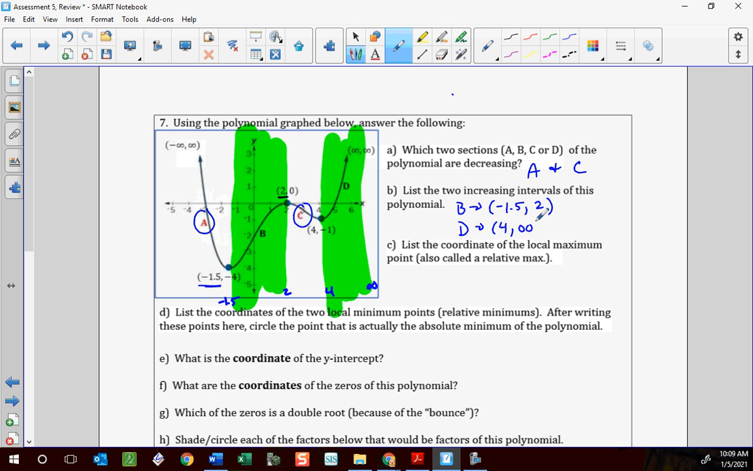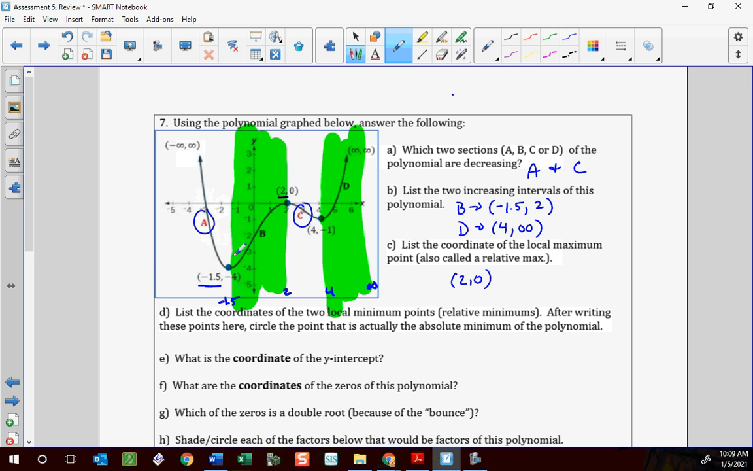List the coordinates of the local maximum point. So there's only one local maximum, and that is this one right here, (2, 0). It's not the highest on the whole graph, but it is the highest in its area. Remember, local could also be called a relative maximum. So that's (2, 0).